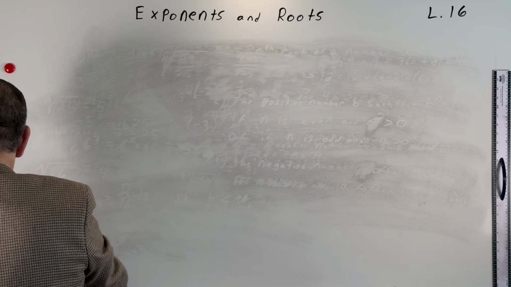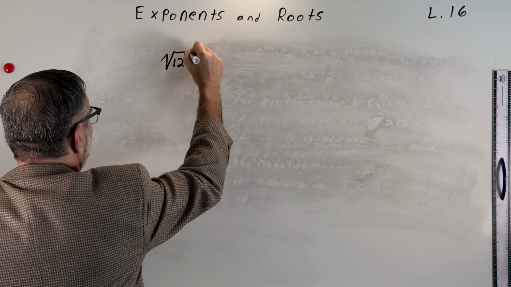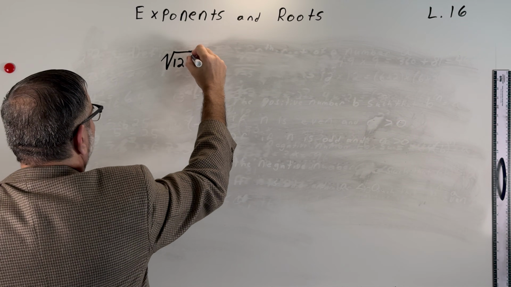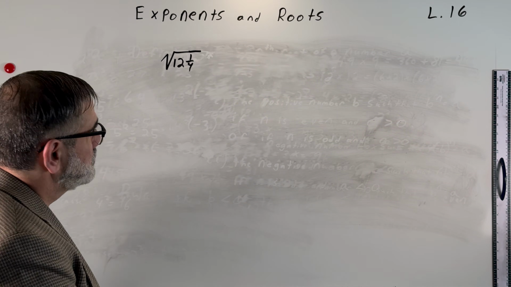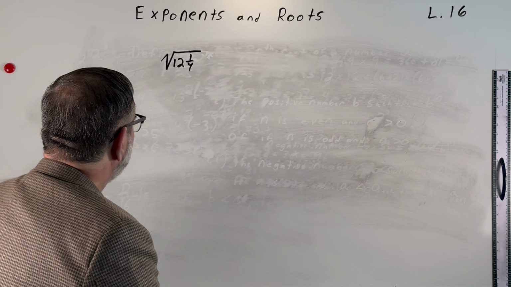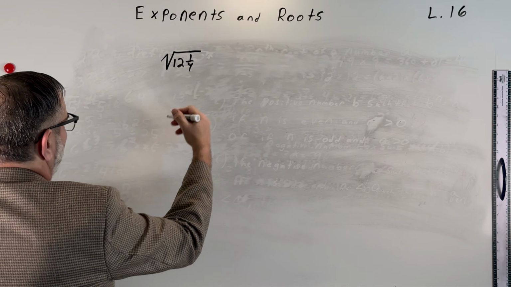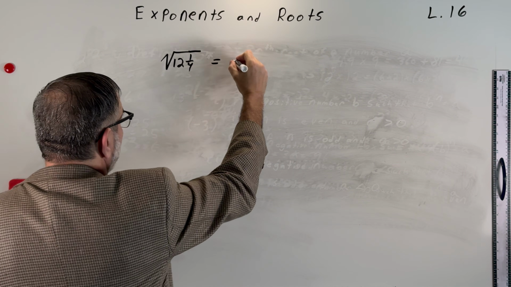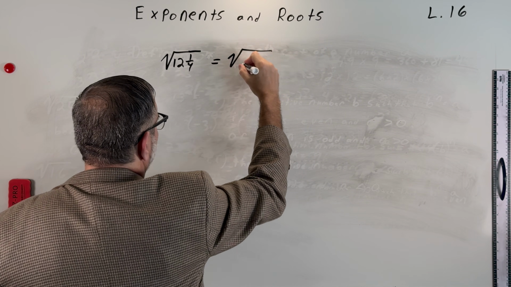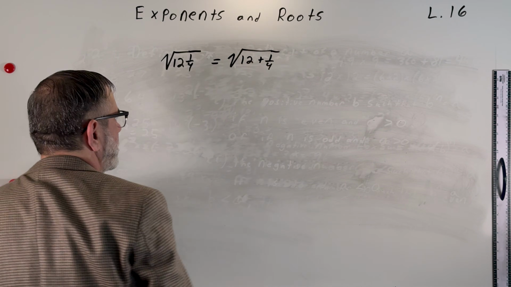Love mixed numbers, yes. So let's take the square root of 12 and 1/4. Square root of 12 and 1/4. Okay, you're probably skeptical that we're going to find anything here, but let's see. What can we do with this? We know, since we have a mixed number, that what that means is that we're looking for the square root of 12 plus 1/4. Yes?